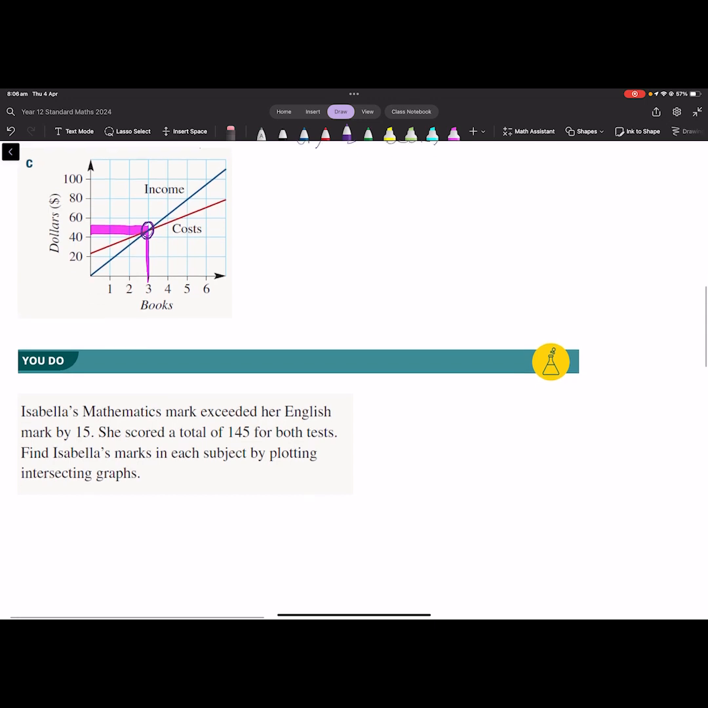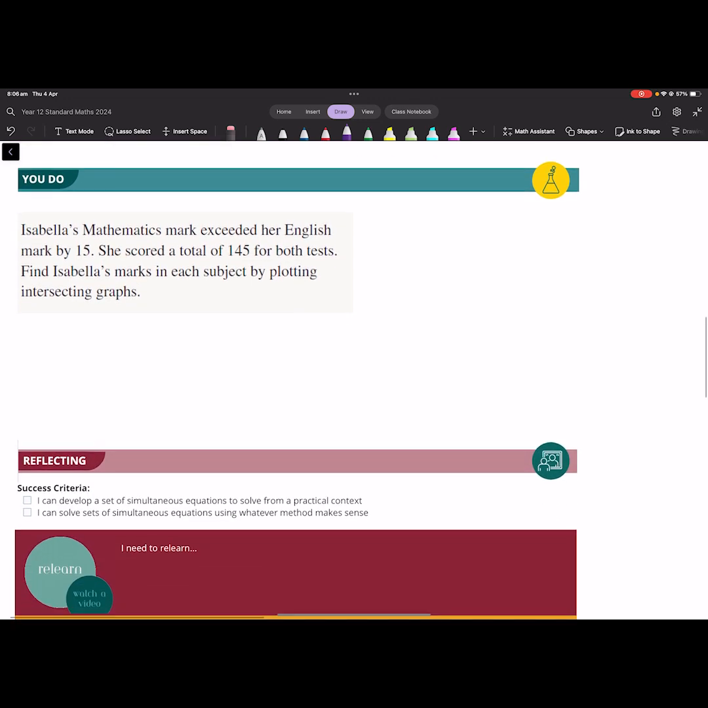Another kind of question we can get is one like this where we don't actually get given equations and we have to figure out what the equations are just by looking at the question. I'm going to show you how to do that. Isabella's mathematics mark exceeded her English mark by 15. She scored a total of 145 for both tests. Find Isabella's mark in each subject by plotting intersecting graphs. It may not seem like we have a lot of information here, but we actually have everything we need.